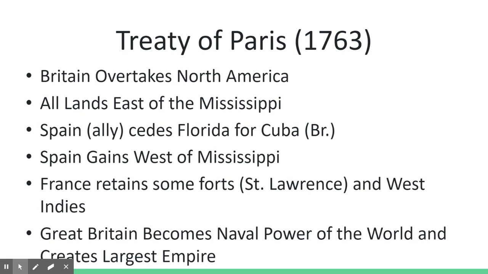What this does is it changes the British into the greatest naval power in the world, and it just creates this huge empire. But the important part of this is that Britain gained Canada and all lands east of the Mississippi, and France is now out of North America for the most part.